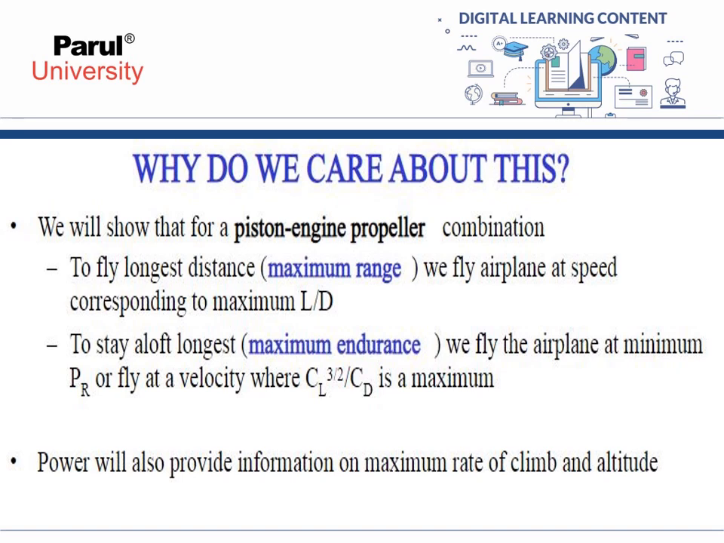To stay aloft longest, maximum endurance, we fly the aeroplanes at minimum power required, or at a velocity where CL to the power 3 by 2 upon CD is maximum. Power will also provide information on maximum rate of climb and altitude.